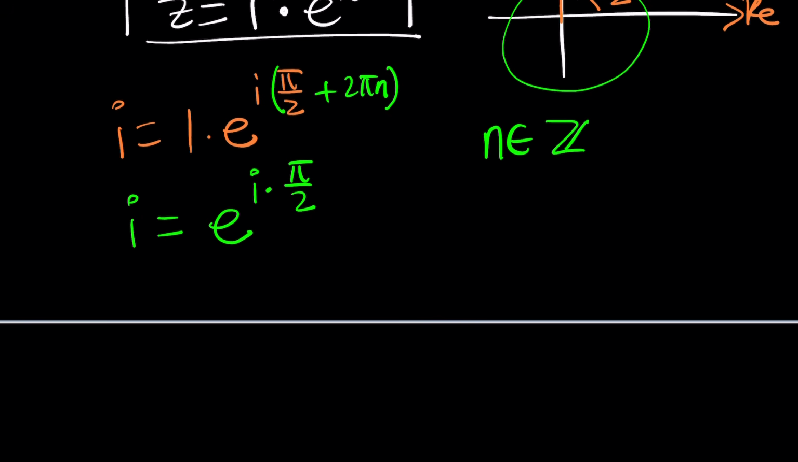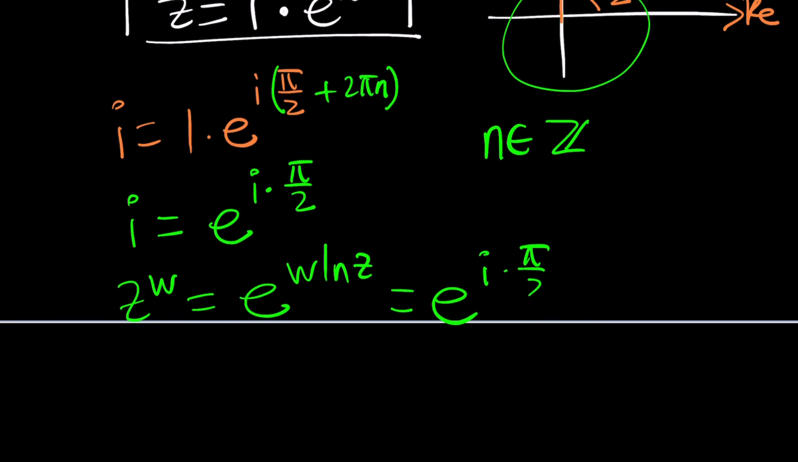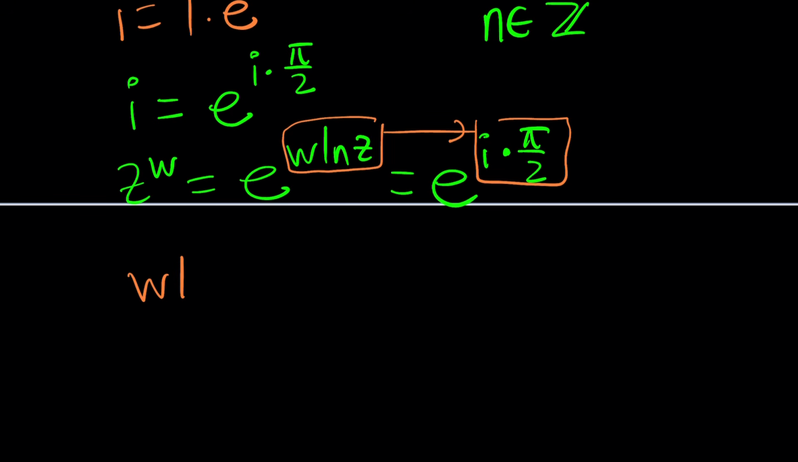But now we have z to the w equals e to the power w ln z, which is equal to e to the power i times pi over 2. Beautiful. Now, this means, again, I'm ignoring multiples of 2 pi here, that these two things are equivalent. So w ln z equals i times pi over 2. Isn't that awesome? Now, take a look at this. Some of you will probably recognize what's on the right-hand side, but let's not talk about it right now.